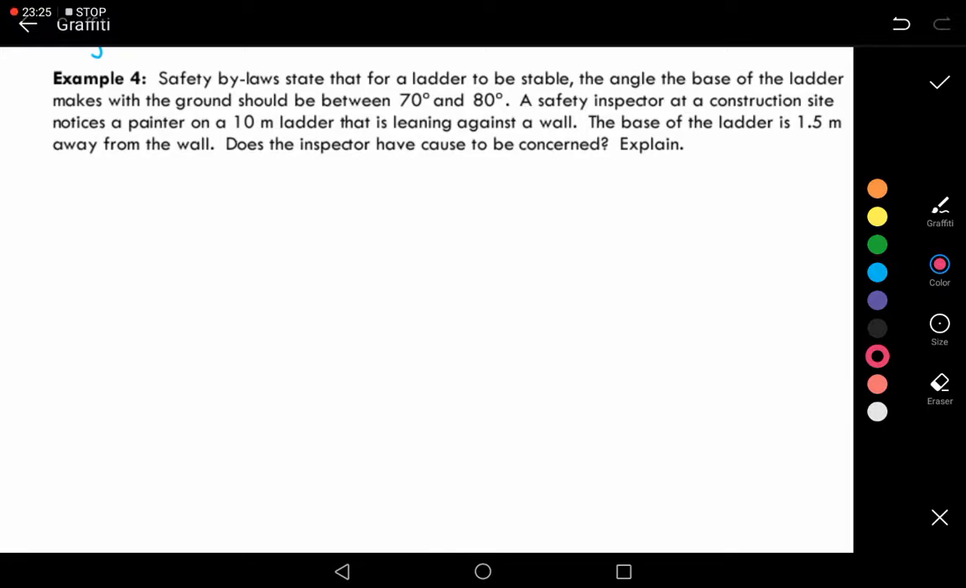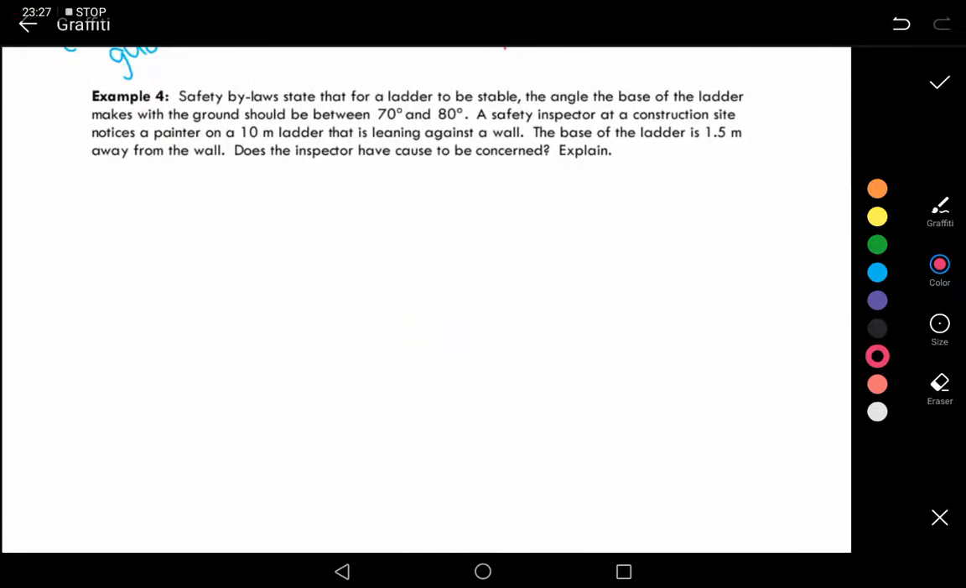Okay, example 4. So, safety bylaws state that for a ladder to be stable, the angle the base of the ladder makes with the ground should be between 70 degrees and 80 degrees. A safety inspector at a construction site notices a painter on a 10-meter ladder that is leaning against a wall. The base of the ladder is 1.5 meters away from the wall. Does the inspector have cause to be concerned? Explain. Okay.